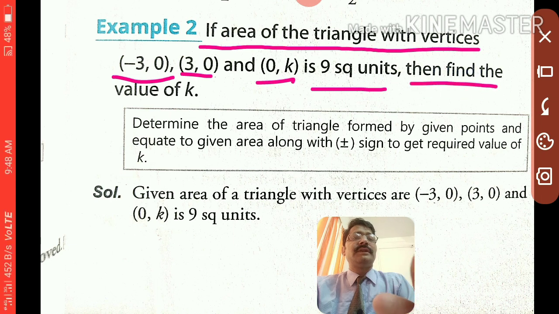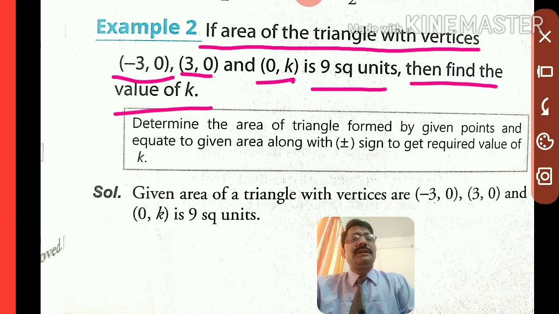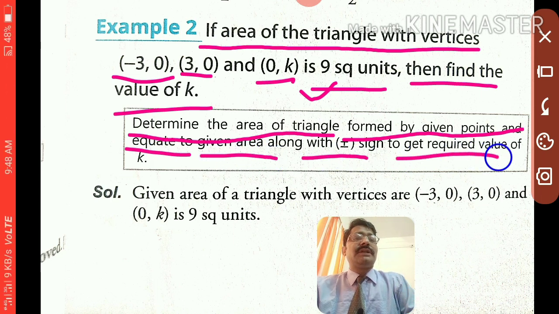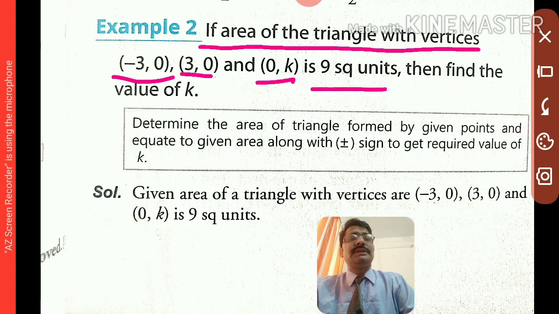Then find the value of k. Here the area is already given to you as 9, and you have to find the value of k. That time you will take both plus sign and minus sign. Set the determinant of the area of the triangle formed by the given points equal to the given area, along with plus minus sign, to get the required value of k. Both plus and minus sign we will use here.